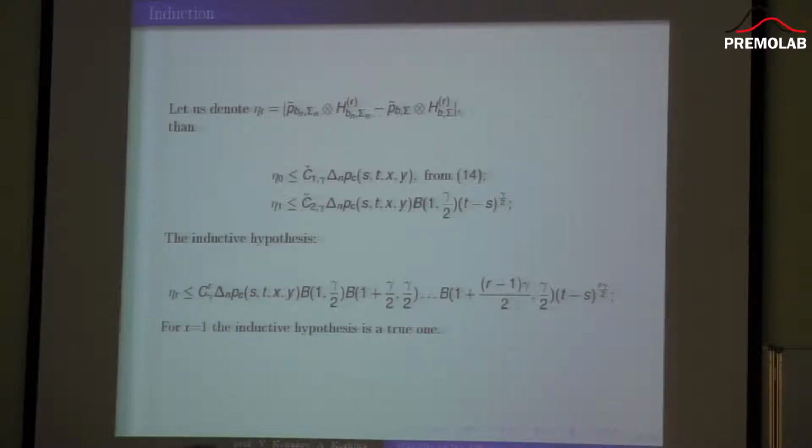After that, let us skip to the induction part. Let us denote as eta r this difference between r times convoluted parts, and we know the estimation for eta 0 and for eta 1. After that, we will make the inductive hypothesis that eta r is less than this.